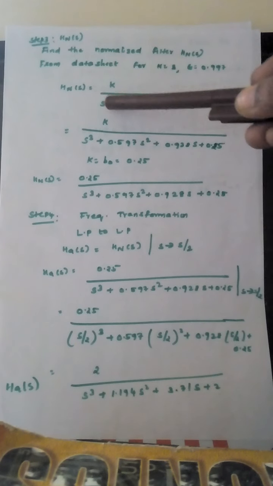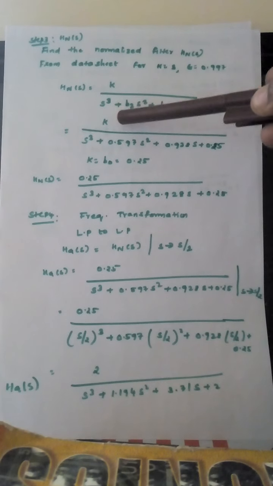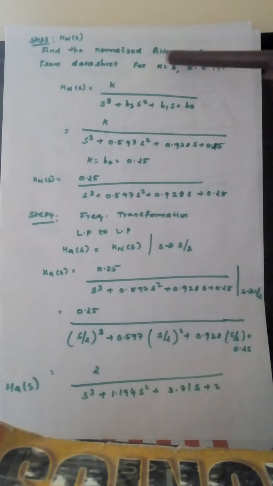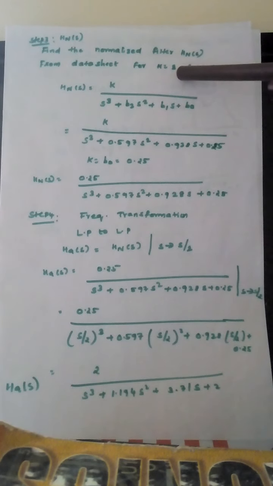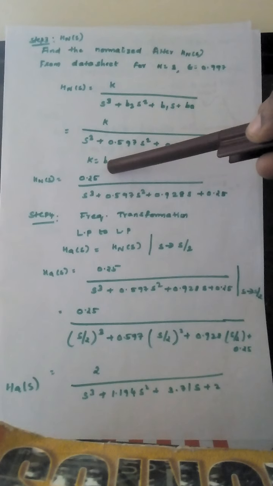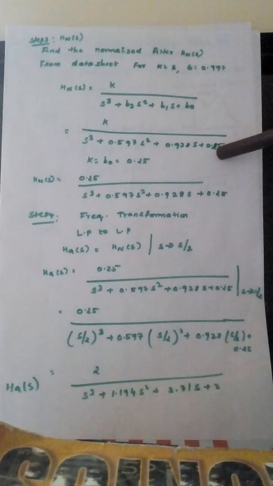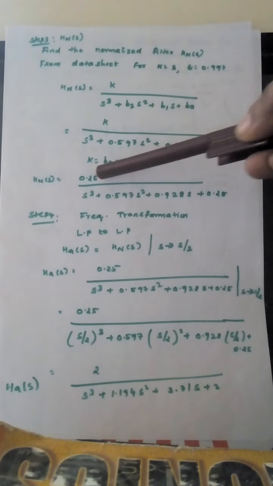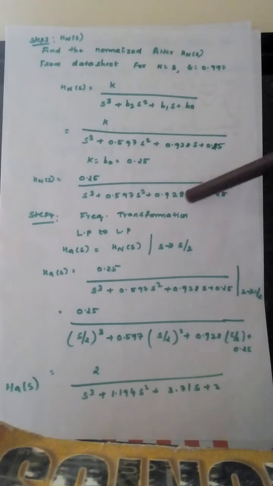So now we have to find out the value of k. Here the k value depends upon whether n is even or odd. Here we are getting an odd value. If it is odd, the k value will be equal to B0. What is the B0 value? We are getting 0.25. So your k value is also 0.25. So this is your transfer function.